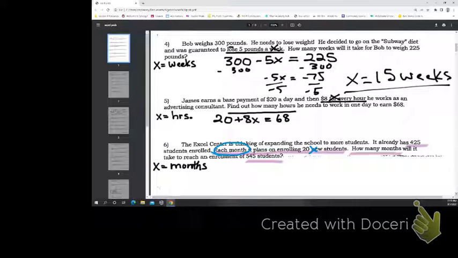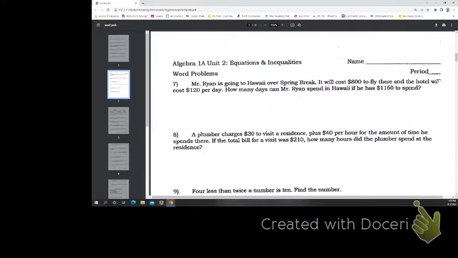So our starting number of students is 425. We're adding 20 a month. And we want to know when we'll get to 545. And you could have also written 20x plus 425 is 545. So in this case, that would come out to be 6 months. I believe you all came up with 3 days that Mr. Ryan could stay in Hawaii.